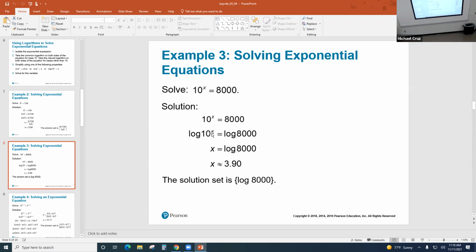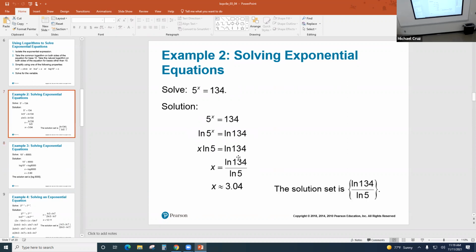We looked at that in the last couple of sections. So then that x just pops right out of that. And so x is equal to the log of 8,000. This one is pretty easy. Like I said, it's tailor-made for when the exponent x has a base of 10. Otherwise, use this.